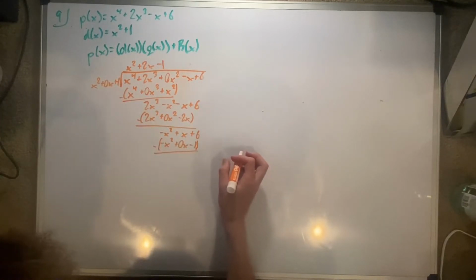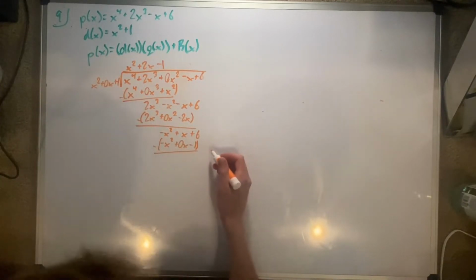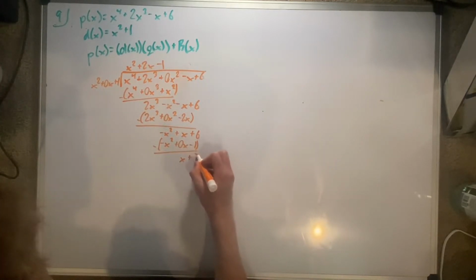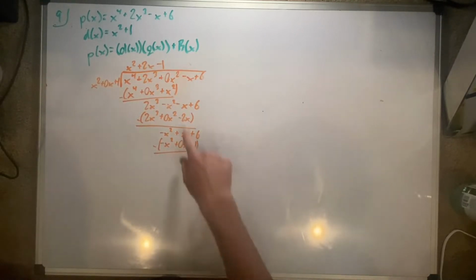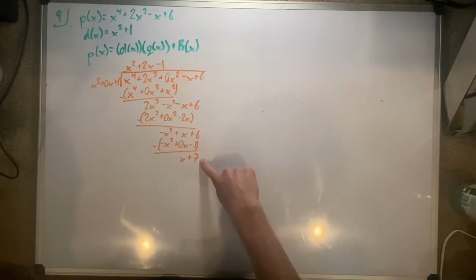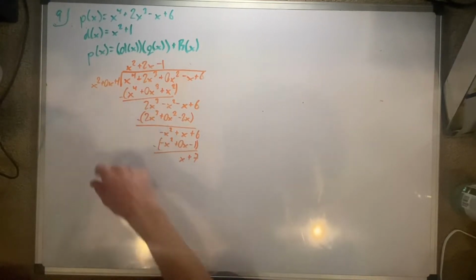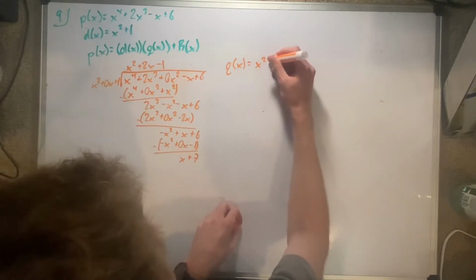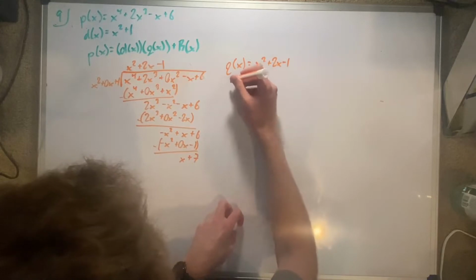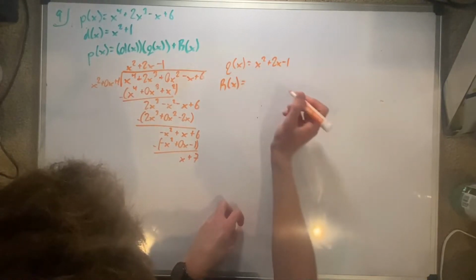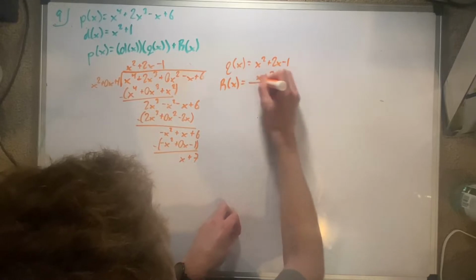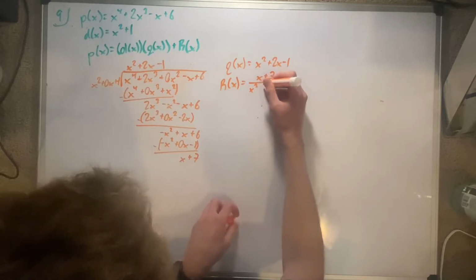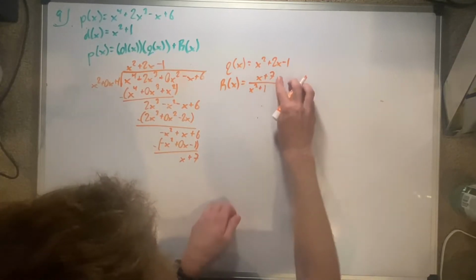subtract it over. Now remember, it said there was going to be a remainder, so it's perfectly fine that we'll have a remainder, x, and then it would be plus 7. So that means our q(x) is equal to this up here. Our remainder is equal to this here divided by that. So q(x) is equal to x squared plus 2x minus 1, and then r(x) is equal to x plus 7 divided by x squared plus 1.